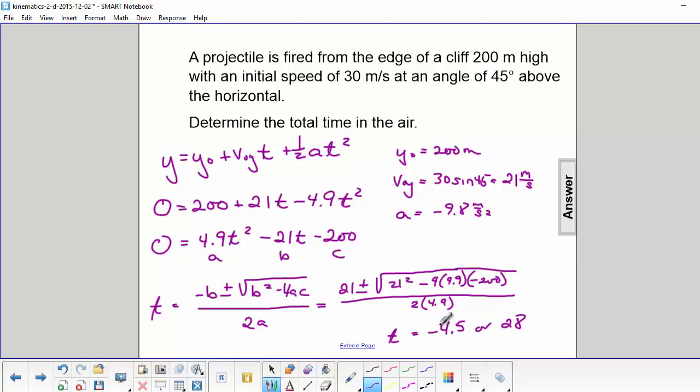Now, negative 4.5 seconds doesn't really mean anything, right? It can't be negative. So our answer has to be 28 seconds.